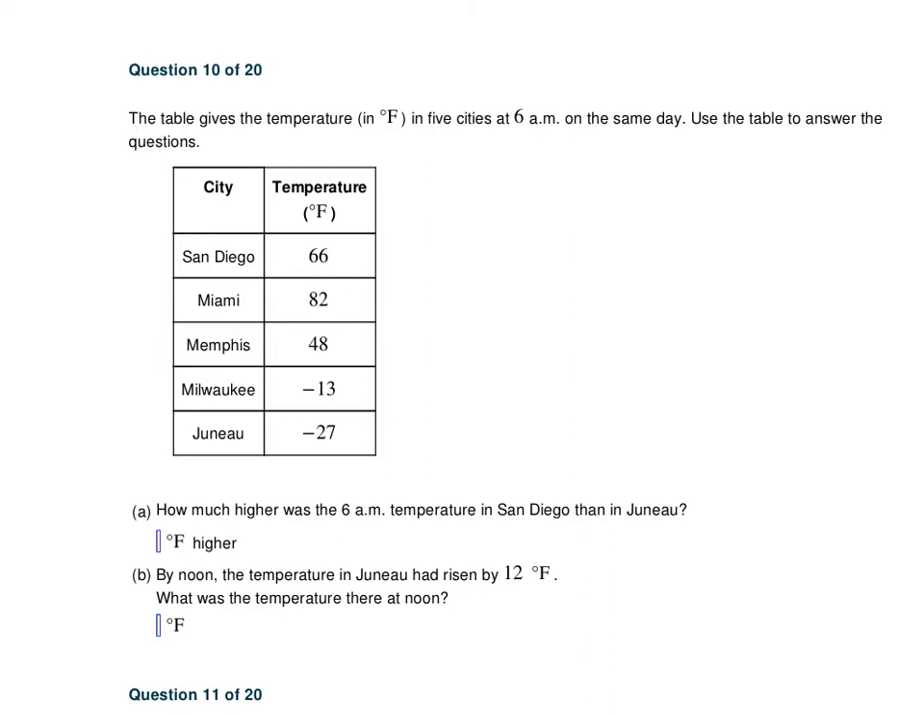A asks us, how much higher was the 6 a.m. temperature in San Diego than Juneau? When it's asking how much higher, what it's asking is what's that difference between those two numbers. So Juneau was at negative 27, and San Diego was at 66. So I'm going to take my bigger number minus my smaller number to find the difference in those. So I'm going to take 66 minus negative 27.